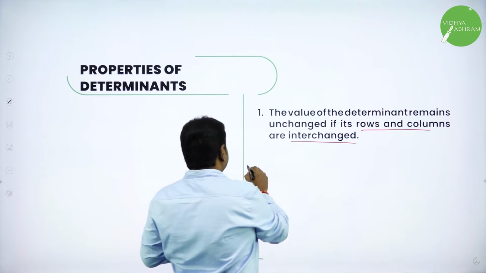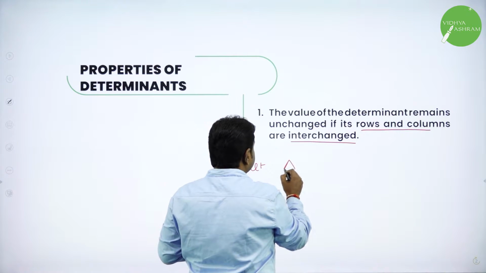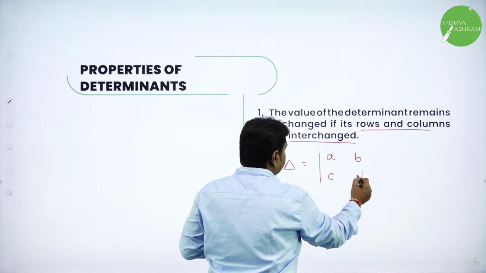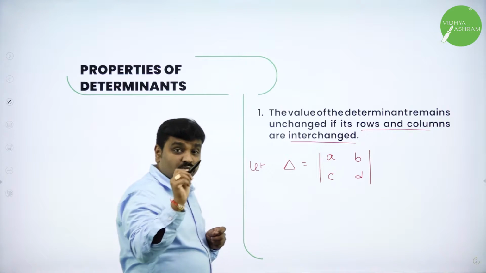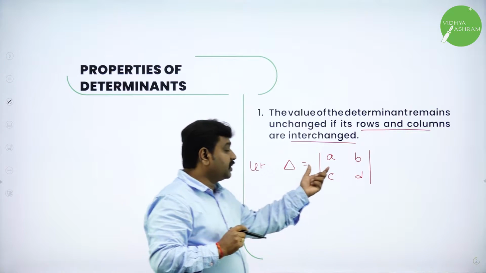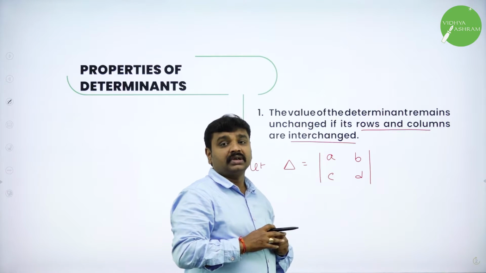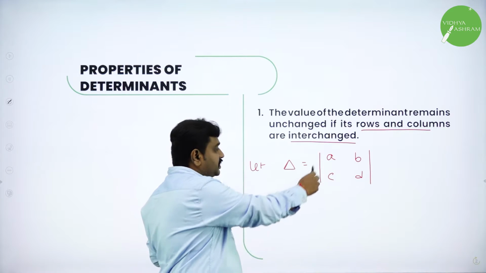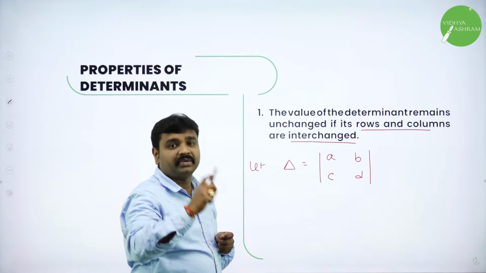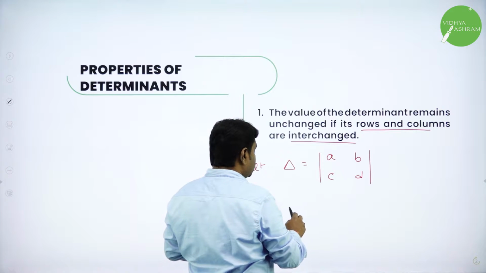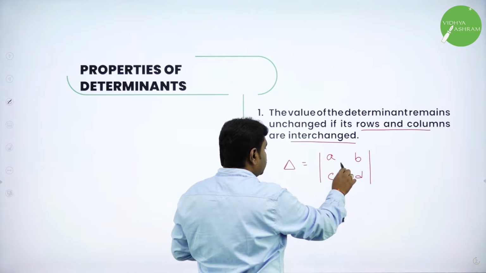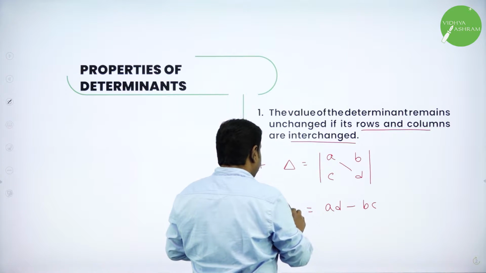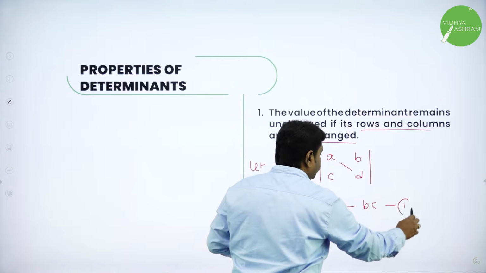So I will take, let delta is equal to determinant of A, B, C, D. And if they ask you to prove, you have to take alphabets inside the determinant. So they represent constants and numbers and you have to prove it. So now delta is determinant of this. All of you know how to expand determinant. So expand this. If I expand this, A into D, AD minus B into C, BC. So I got delta value, call this as equation 1.